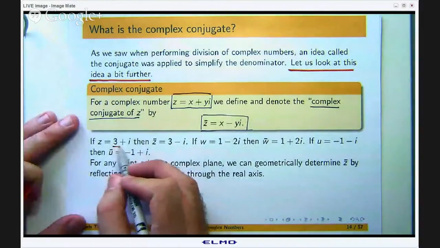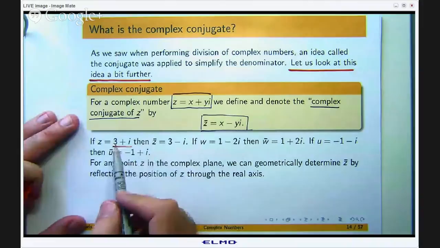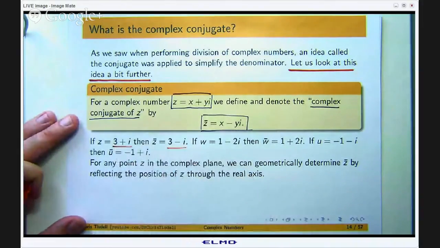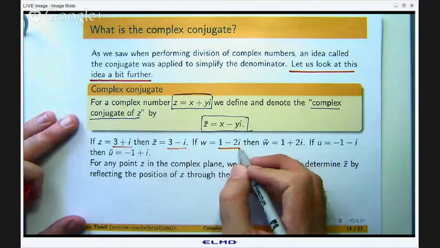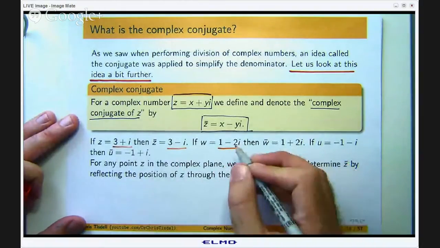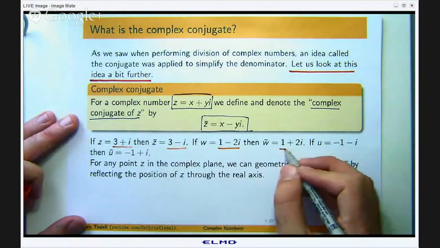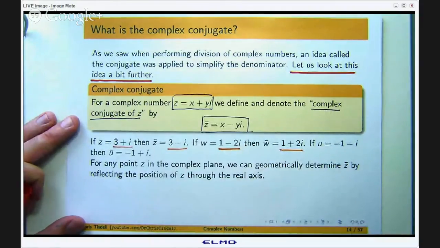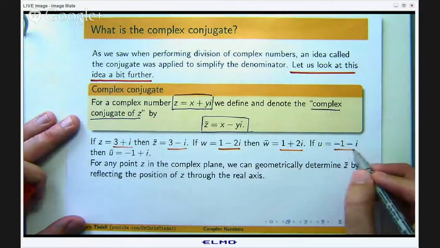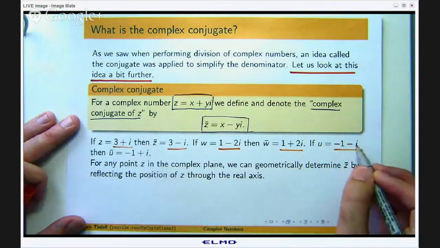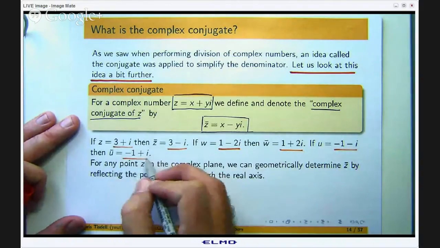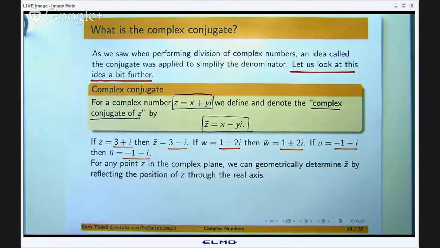If you had 3 plus i, the conjugate of 3 plus i is 3 minus i. If you had 1 minus 2i, then the conjugate of that, you just change the sign on the minus 2i. The conjugate is 1 plus 2i. And let's say you had negative 1 minus i, the conjugate of that, change the sign on the negative i. The conjugate of that would be negative 1 plus i.